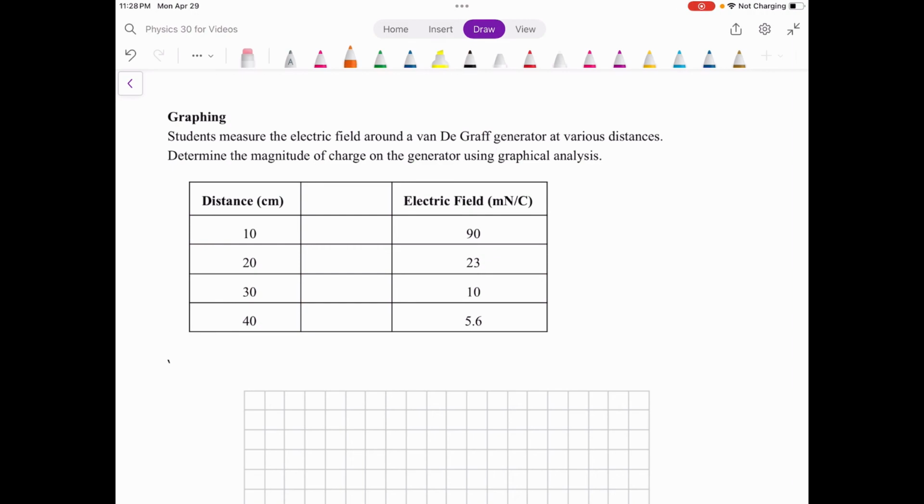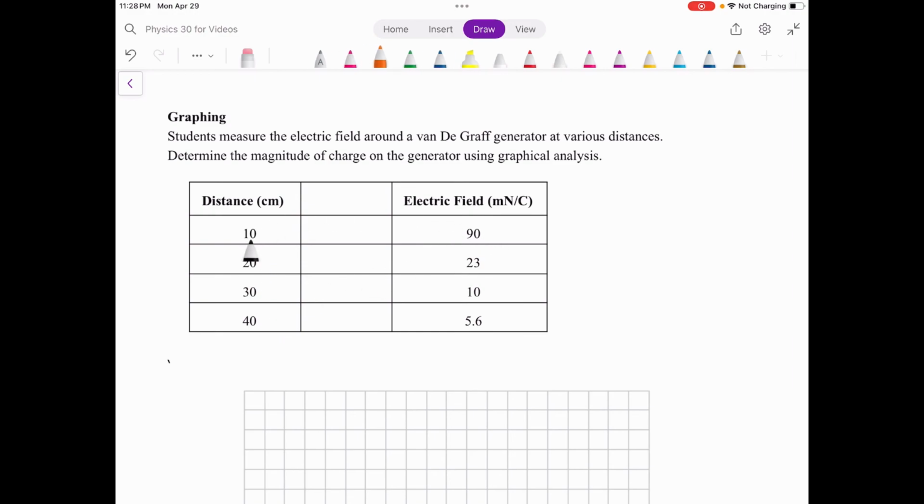It's one of those big silver balls you might have touched at the Telus World of Science or something, makes your hair stand up, okay? But it wants us to determine the magnitude of charge on the generator using graphical analysis. And they've given us the students' data here. So they did it at various distances, right? So they measured it at various distances, and this was the resulting electric field.